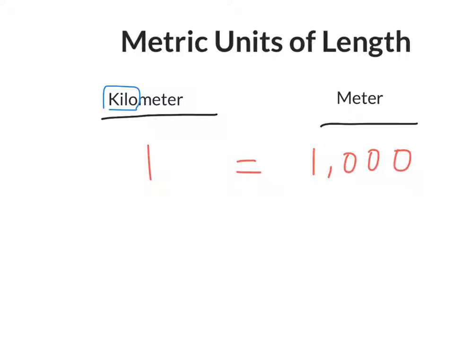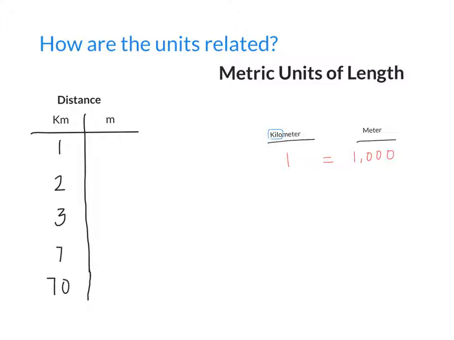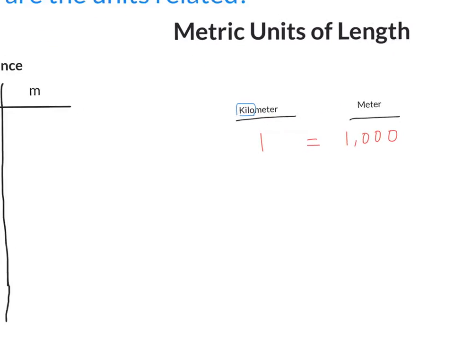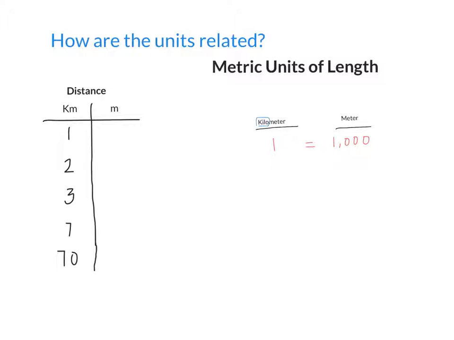Now, this is something you have to memorize. 1 kilometer equals 1,000 meters. Everyone say that. 1 kilometer equals 1,000 meters. It's just like math facts. It's just a fact that you have to memorize. Okay? So we can use that conversion to help us convert from a bigger unit to a smaller unit. We know kilometers are bigger than meters, yes?